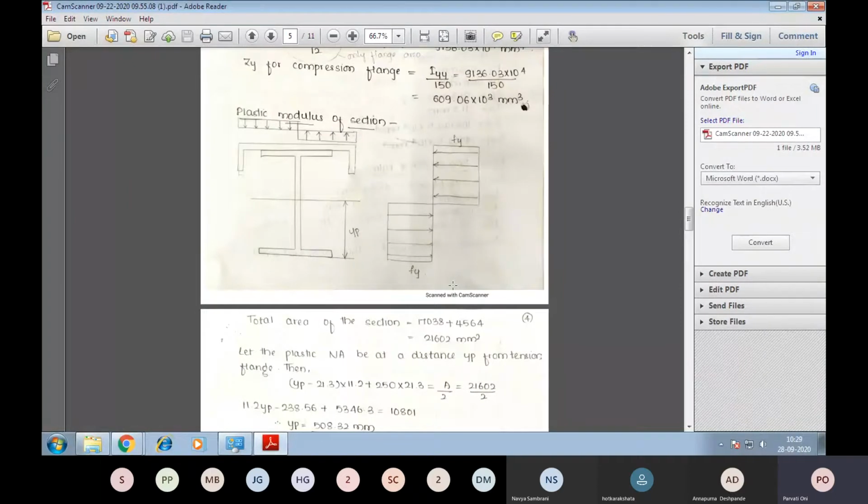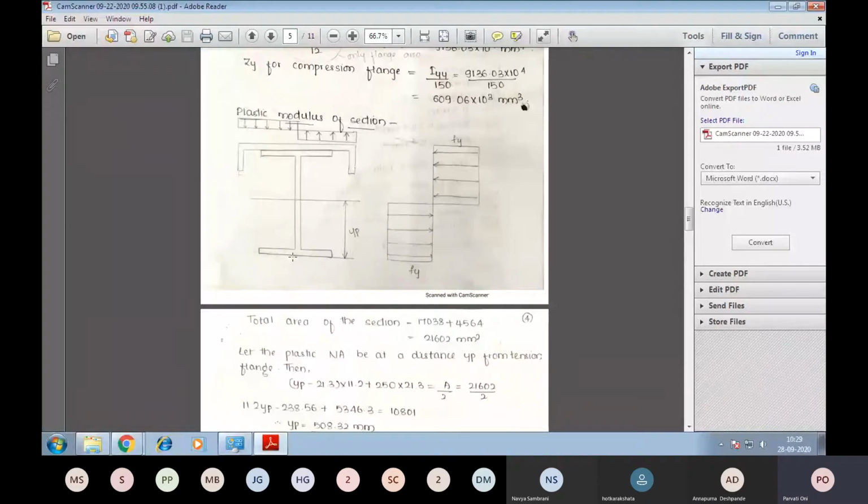So what is the meaning of plasticity? When a structure enters into the plastic zone, the moment of inertia, the section properties of that section will change. So how to calculate the sectional properties? The sectional properties include the moment of inertia and the corresponding section modulus. So this is the section which we have considered.